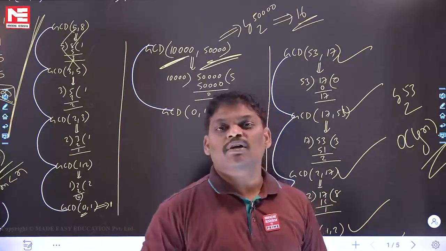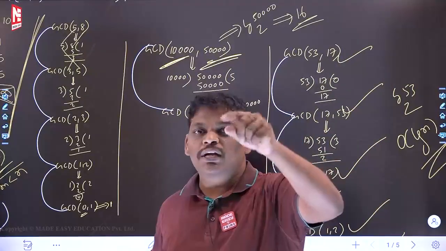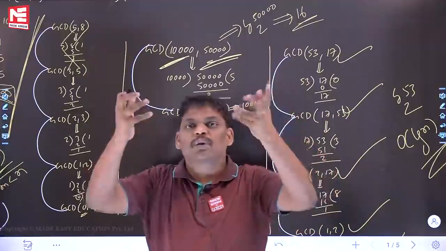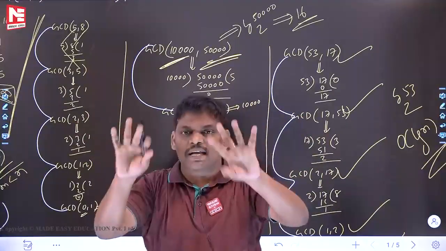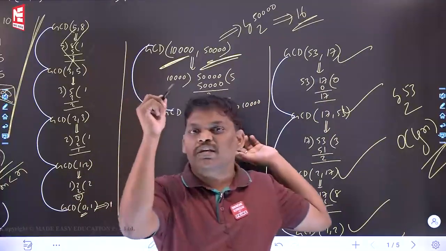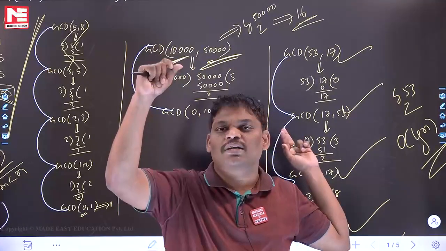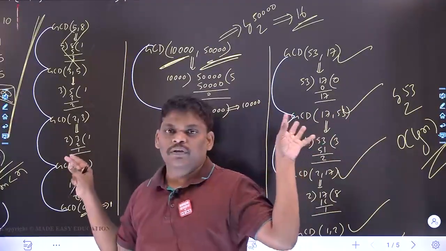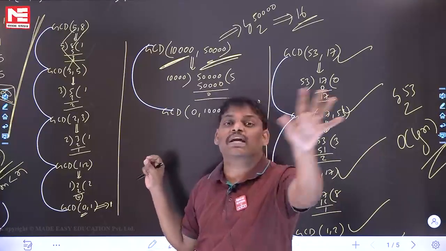When will GCD give the best case? When the GCD program stops immediately. If the given two numbers are multiples of each other, GCD will stop immediately. Big or small number doesn't matter. If the two numbers are multiples of each other, the remainder immediately becomes 0 and GCD gives the answer. So GCD best case is 1, which means constant: it stops immediately.